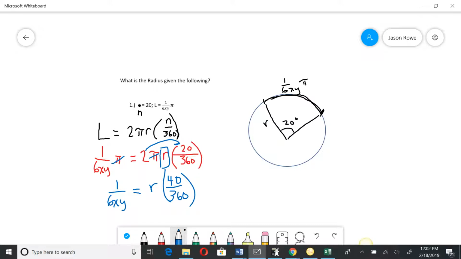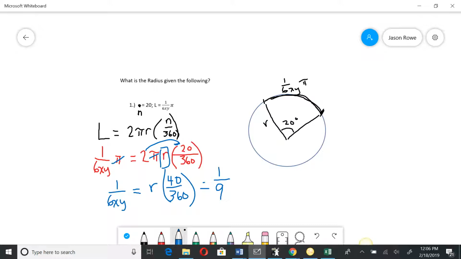And so what I'm doing is I'm just trying to solve for r. So what are we going to do here? Well, my first thing to do would be to reduce 40 over 360 because I don't like working with big numbers. So if I can reduce something, I'm going to reduce it. 40 and 360 have a lot in common. Namely, they have 40 in common. So I can divide 40 by 40, and that will become 1. I can divide 360 by 40, and that will become 9, making this a lot easier problem to work with.